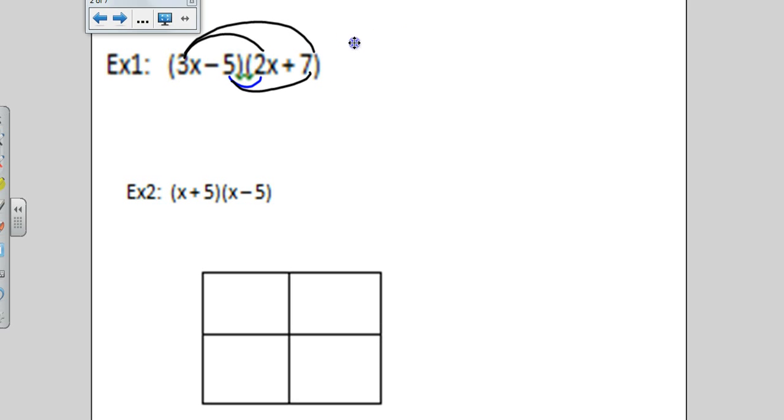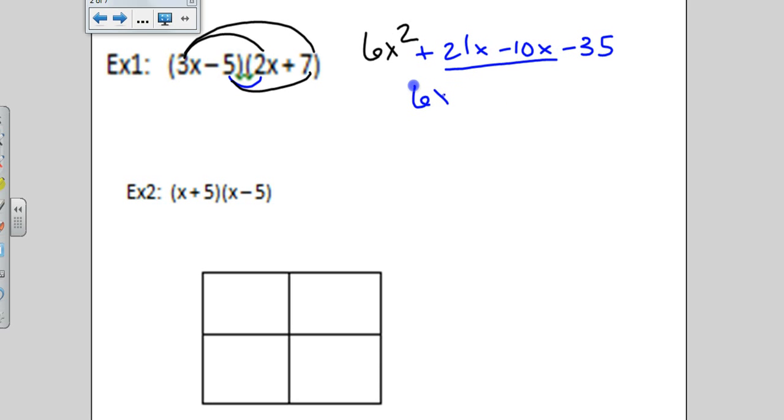So 3x times 2x will give us 6x squared. 3x times 7 will be a plus 21x. Negative 5 times 2x is a minus 10x. And then negative 5 times 7 is a minus 35. Now the only thing we can do to make this better would be to combine our like terms right here in the middle. So your final answer is 6x squared plus 11x minus 35.